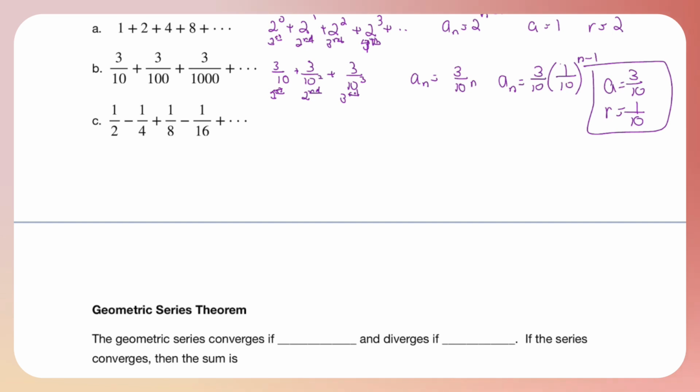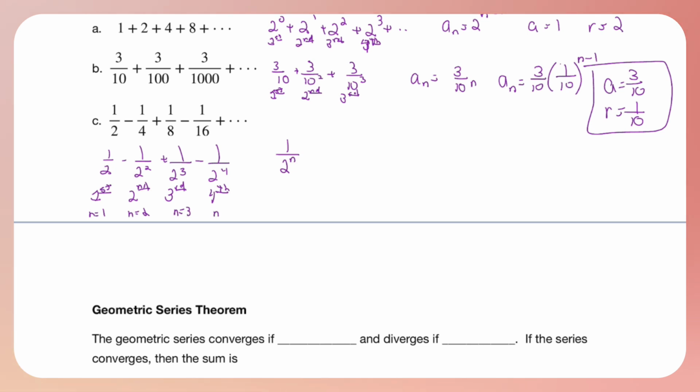Okay, so first I'm going to write out the first few terms to see if I can figure out the pattern. So I notice that my signs are alternating and my numerator stays 1. My denominator is just a power of 2. And notice the power equals my number of terms. So I can rewrite this as 1 over 2 to the n. Well, if I do that, I don't get the alternating.